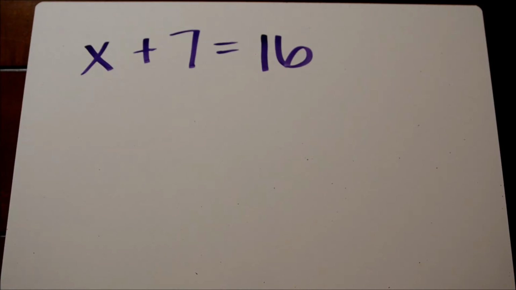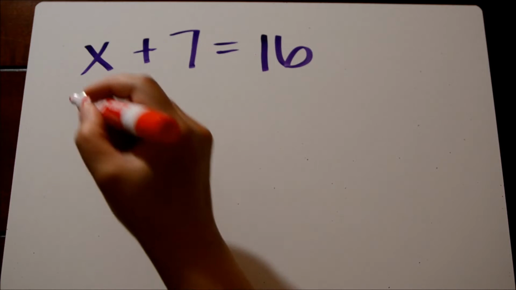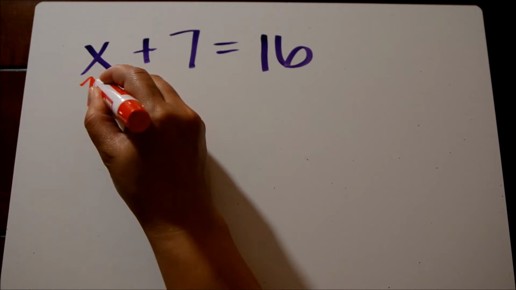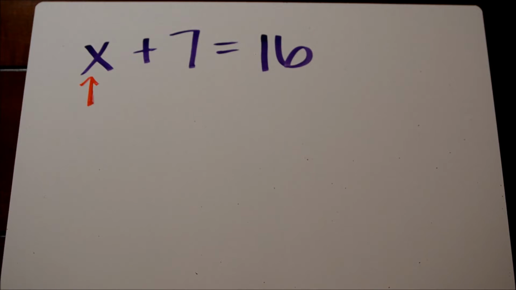Here we have x plus 7 equals 16. X represents some sort of unknown number. But most people could probably look at this and think, well, 9 plus 7 is what would equal 16. However, eventually the problems are going to get more complicated and you have to understand how to solve it using inverse operations. So we know that 7 is being added to x.